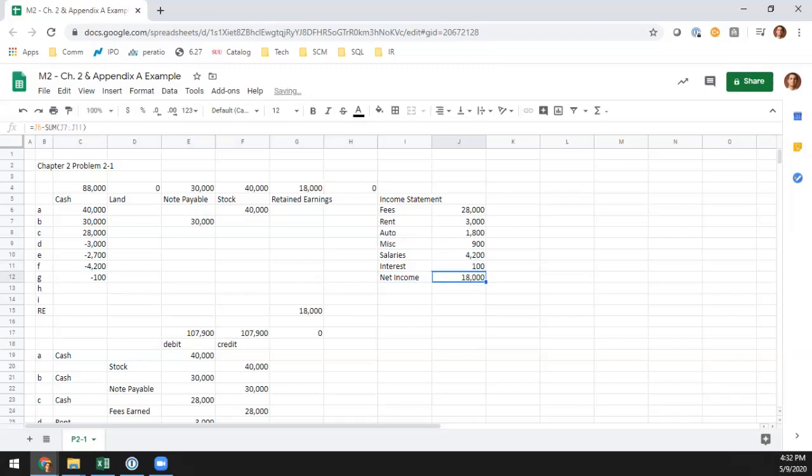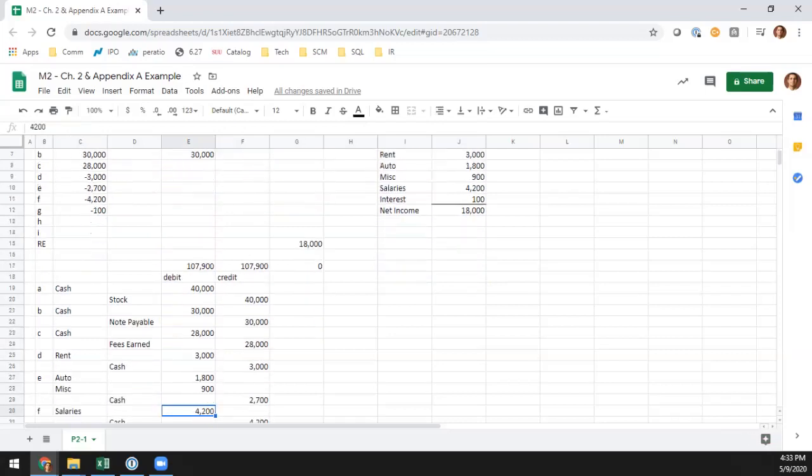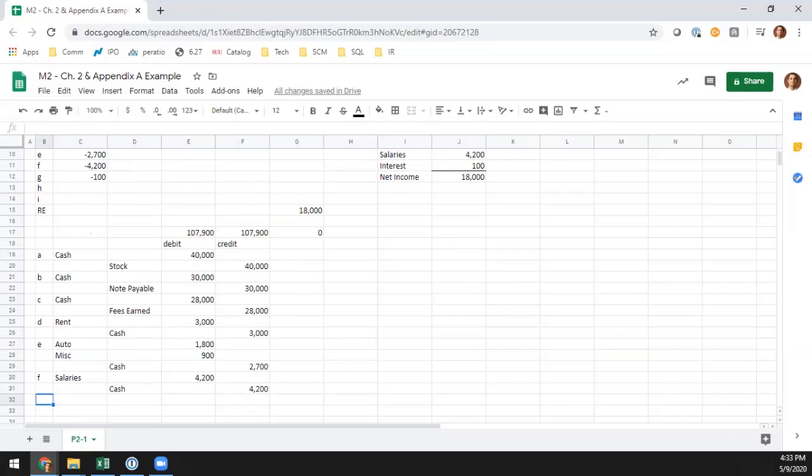Now, notice it's mentioning note payable, but it didn't actually affect the note payable because we didn't pay off any of that $30,000. We just paid the interest that had accrued from that $30,000. So be careful with statements like that because they're kind of designed to trick you.